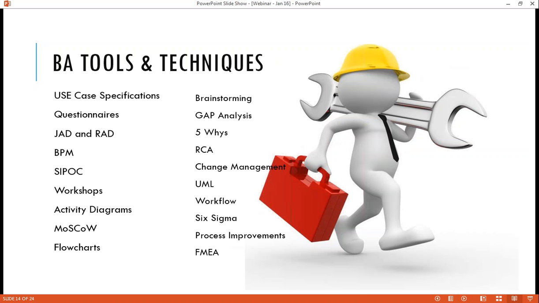Okay. Now let's look at what are the tools and techniques that you need to become a BA. You need to know what a use case is. Questionnaires are something that you can always use to get requirements from the customer. JAD and RAD. JAD is Joint Application Development. RAD is Rapid Application Development. BPM is Business Process Management. SIPOC. SIPOC is Supplier Input Process Output Customer.